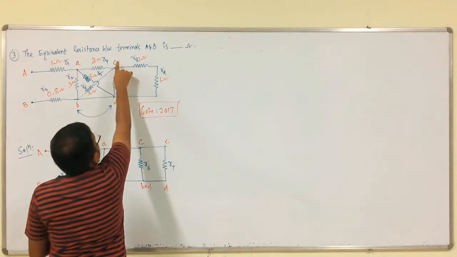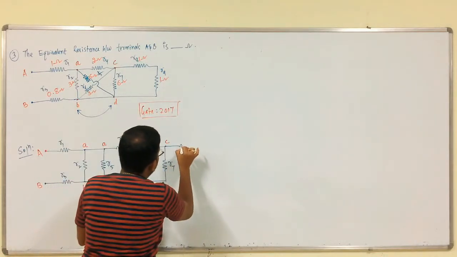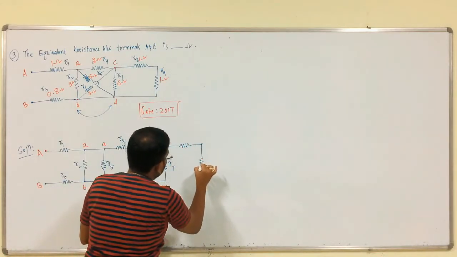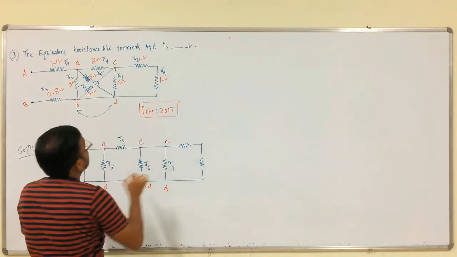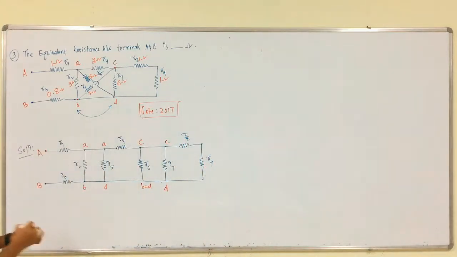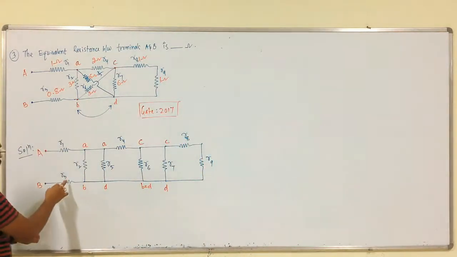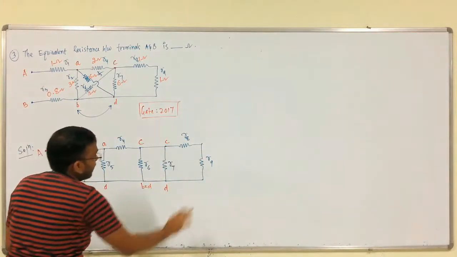Again between C, these two are connected in series, as it is you have to write. This is R8, this is R9, completed. We have R1, R2, R3, R4, R5, R6, R7, R8, R9, that is it.